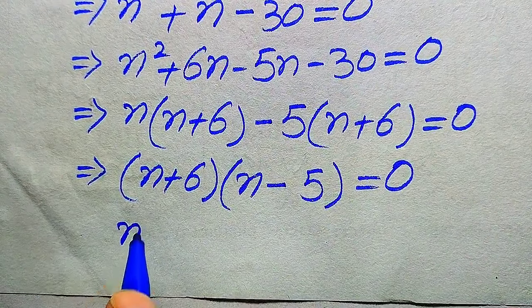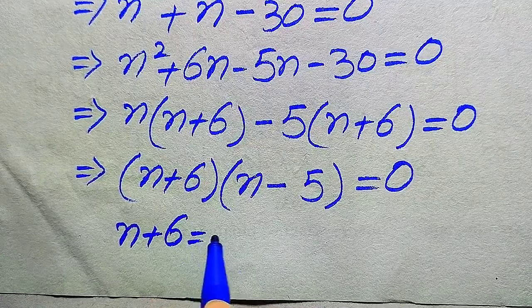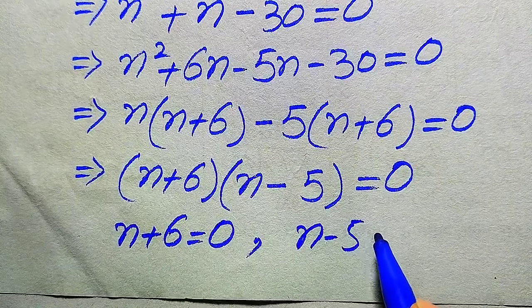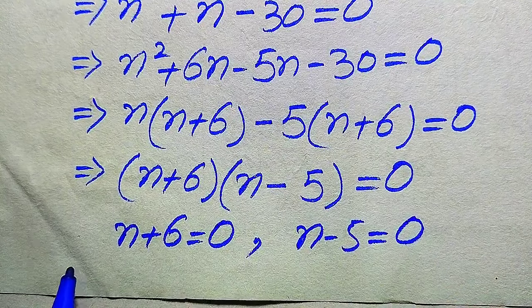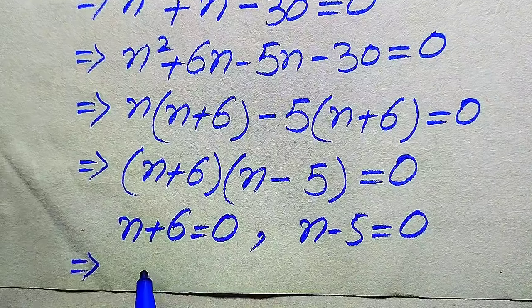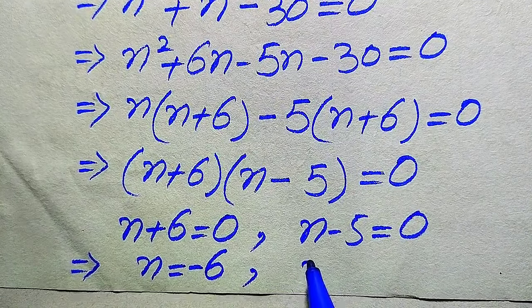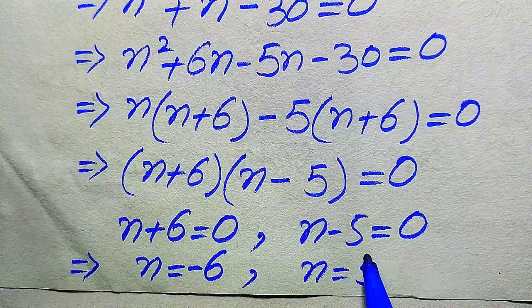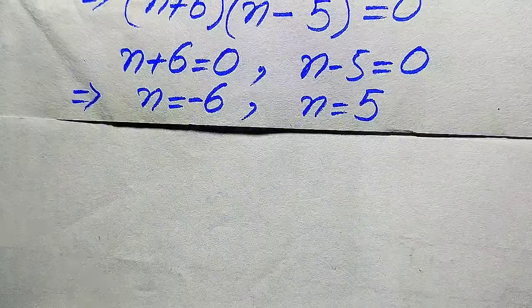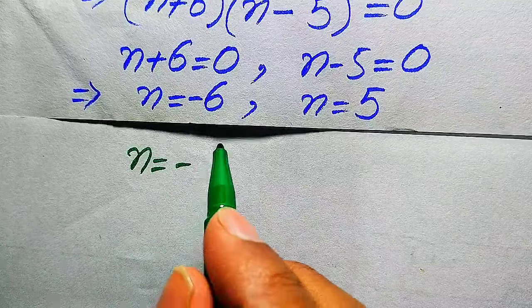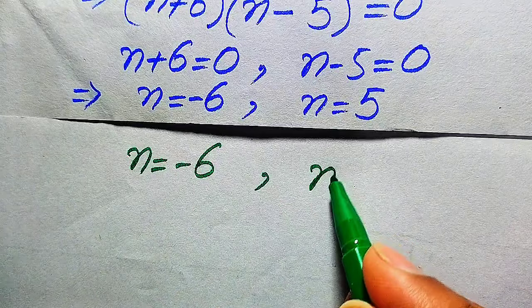And now we again divide this equation into two cases. The first case is n plus 6 equals 0, and the second case is n minus 5 equals 0. So from here we easily get n equals -6, and from here we get n equals 5. So these are the two values of n: first is -6 and second is 5.